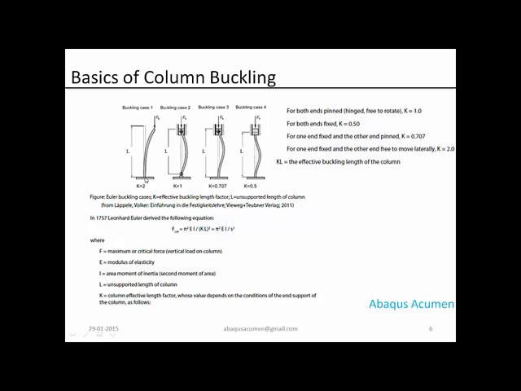But if you have one fixed and the other free condition, then this effective length becomes 2L. You always get these effective buckling length factors when you go through the Eulerian column buckling formula. You can get all these formula details in textbooks or open literature available.